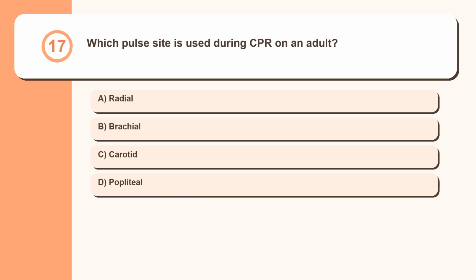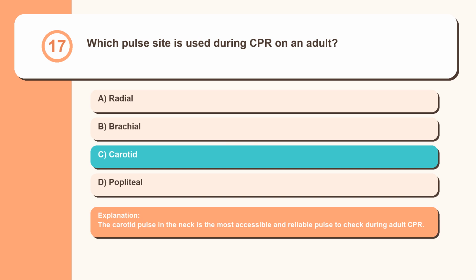Question 17. Which pulse site is used during CPR on an adult? Radial, brachial, carotid, popliteal. The carotid pulse in the neck is the most accessible and reliable pulse to check during adult CPR.